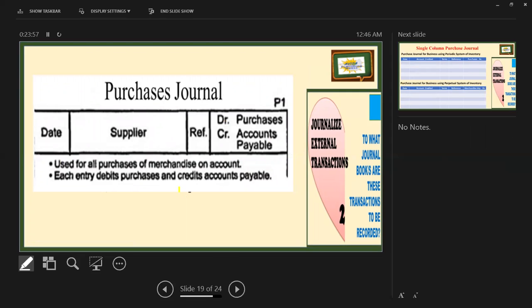So purchases journal. Purchases journal is used for all purchases of merchandise on account. Remember that purchases journal and sales journal are used to record transactions on account because cash transactions are already recorded in cash receipts or cash disbursements journal.